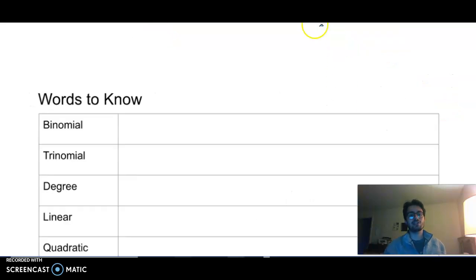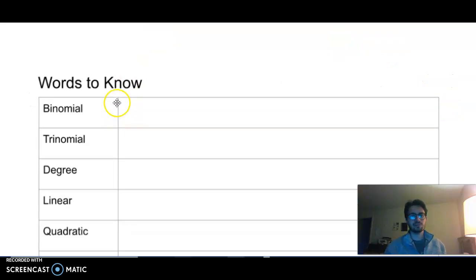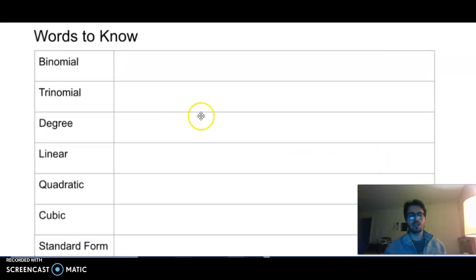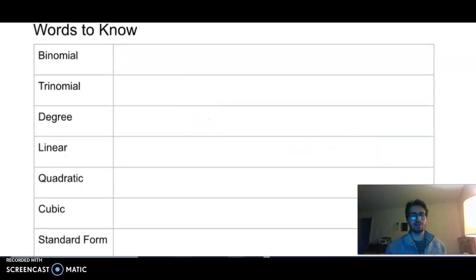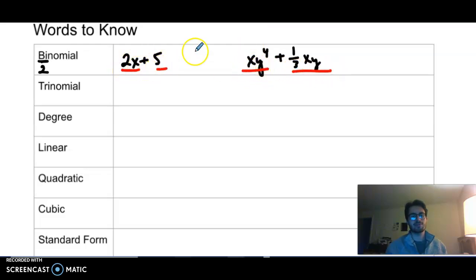Some words you guys should know. So a binomial is a polynomial with 2 terms, which you know from that word bi. So, for example, 2x plus 5, or xy to the 4th plus 1/3 xy. In each of these, you have 2 terms.